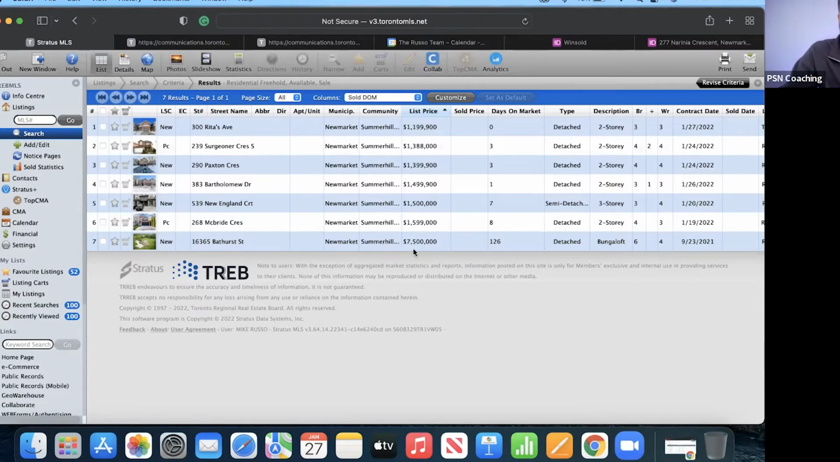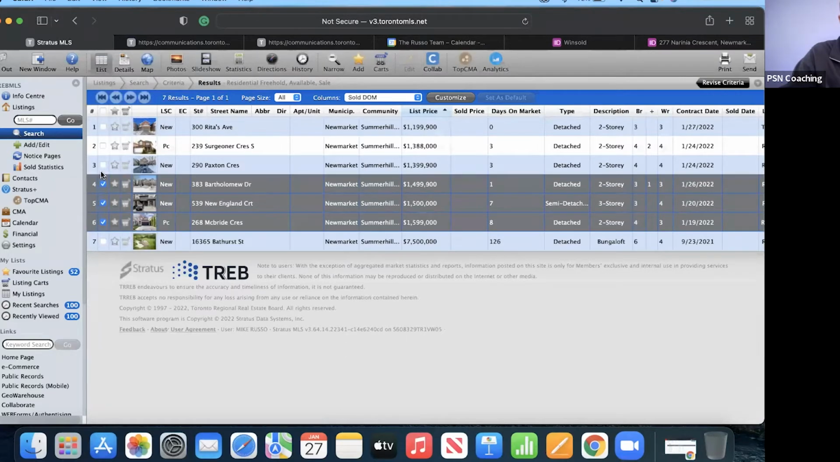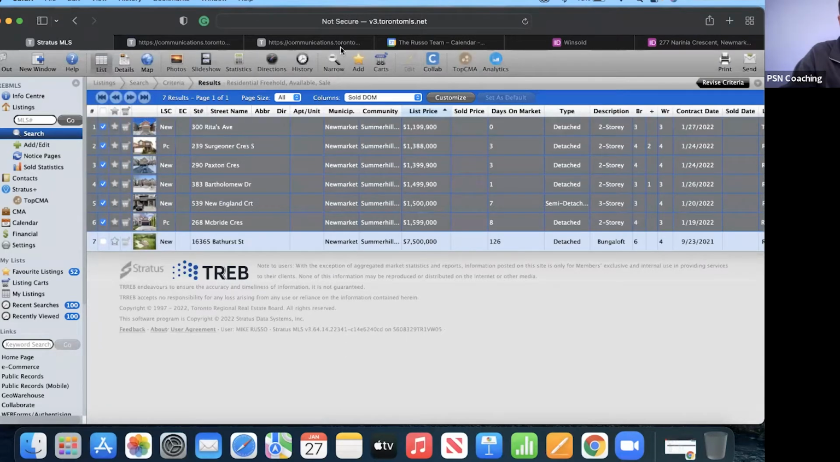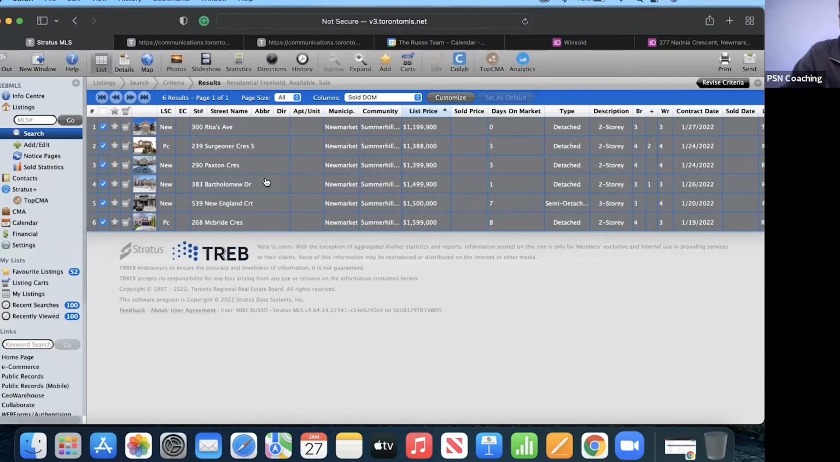Okay, so let's take a look. This one right away, 7.5 million, is definitely not comparable to us, so we can get rid of that. We're going to take it down to here. We're going to narrow it. Now we're down to 6. We have these properties here.